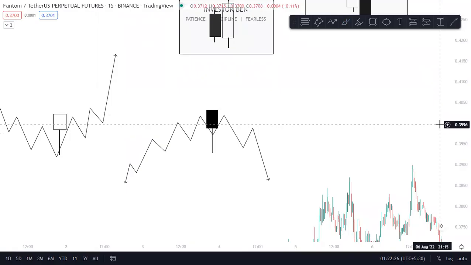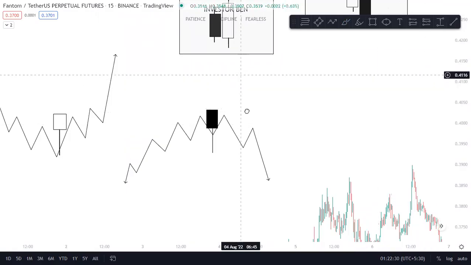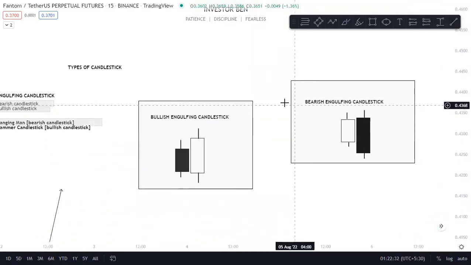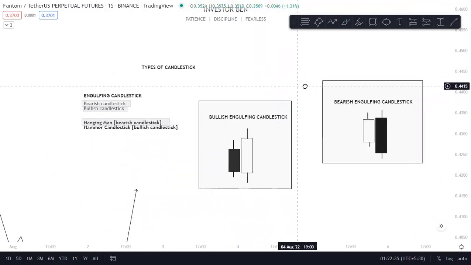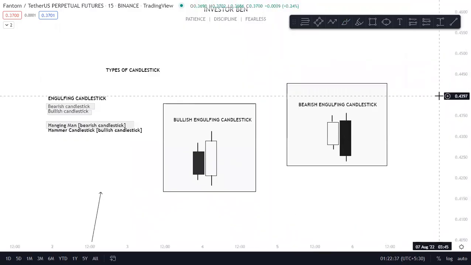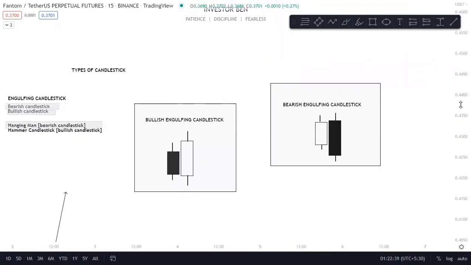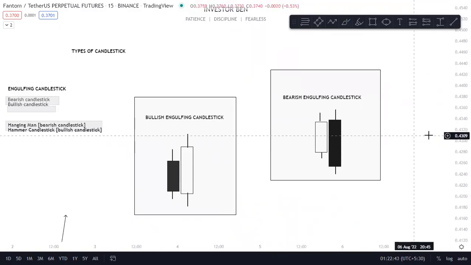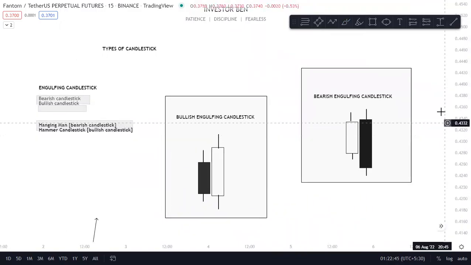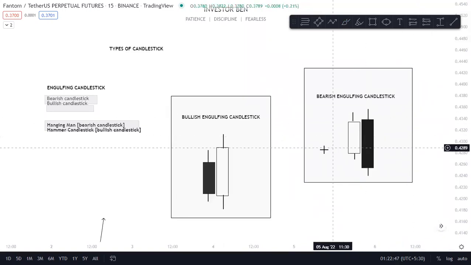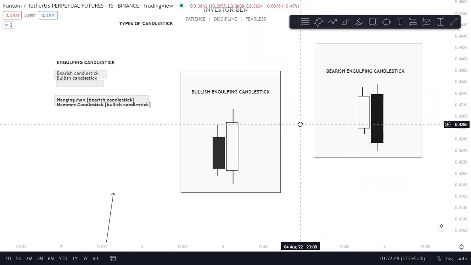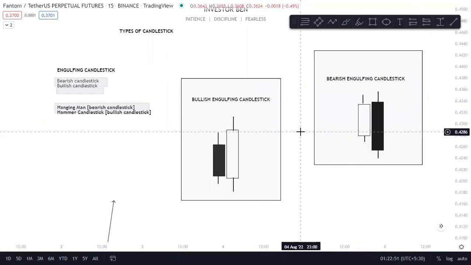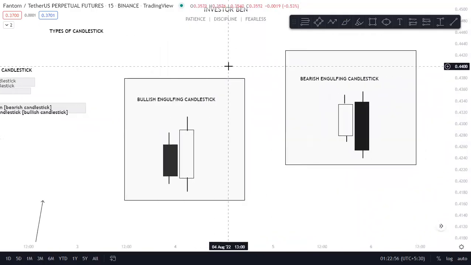I'll be backing it up with some pictures in the group. So I'll be ending this section for types of candlesticks and expect some pictures. I'll be dropping some pictures in the group for more clarity, so you won't have much questions or confusion on this. Then if you have questions, feel free to ask in the group. Tomorrow we go live on candlesticks, right? To finish everything about candlesticks. So that is it.